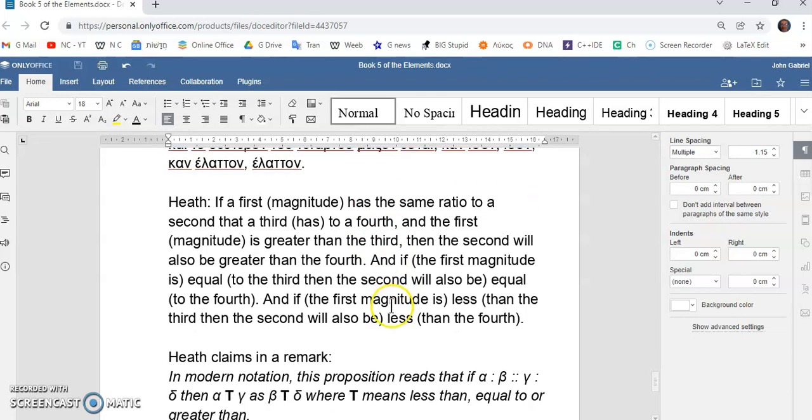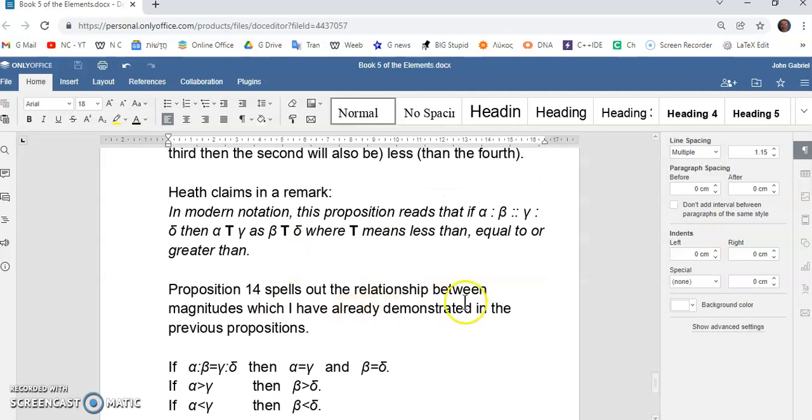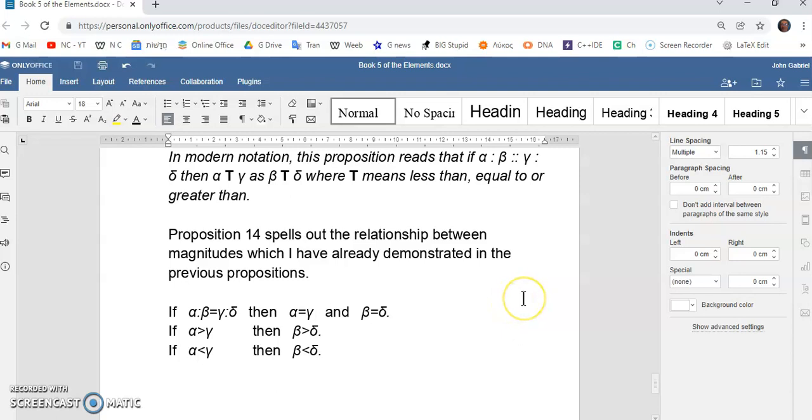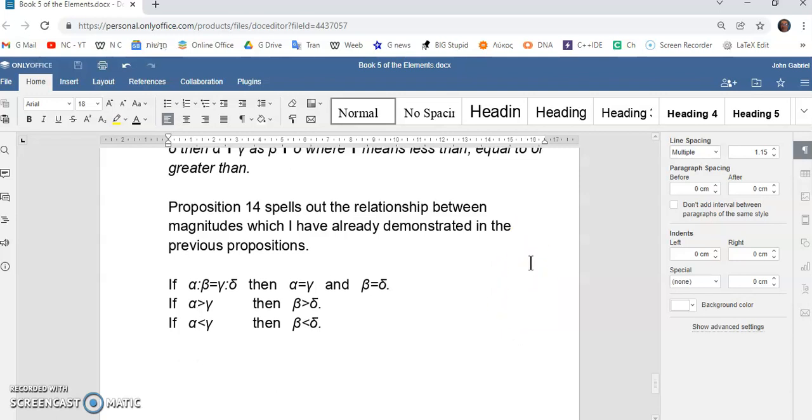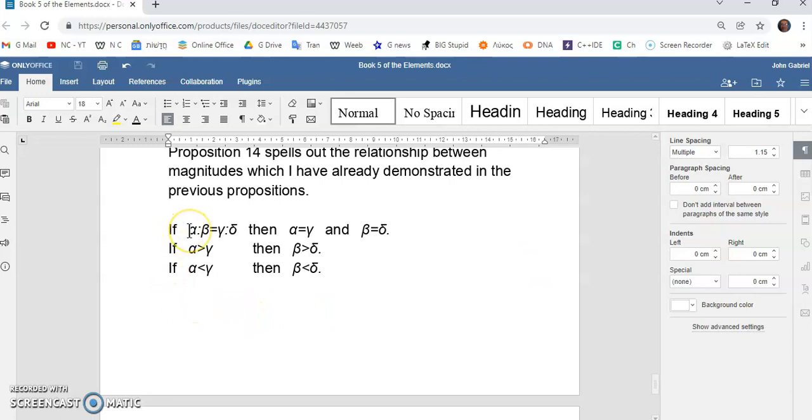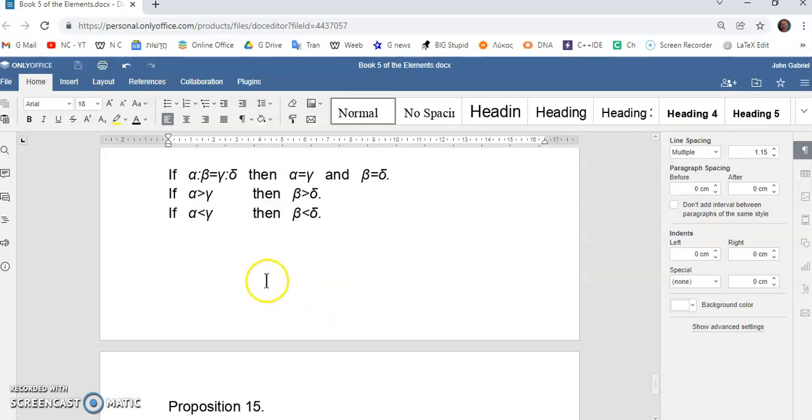So what does proposition 14 say? Well, proposition 14 spells out the relationship between magnitudes, which I have already demonstrated in the previous proposition. So basically what it says is that if the ratio alpha to beta is equal to gamma to delta, then alpha is equal to gamma and beta is equal to delta. And if alpha is greater than gamma, then beta is also greater than delta. And if alpha is less than gamma, then beta is less than delta. Okay, so in Greek you don't actually say D, you say delta. Okay, so that's a pretty simple proposition and also useful.